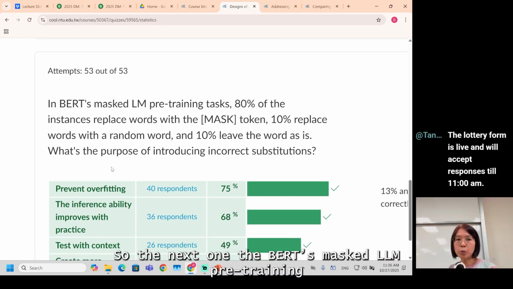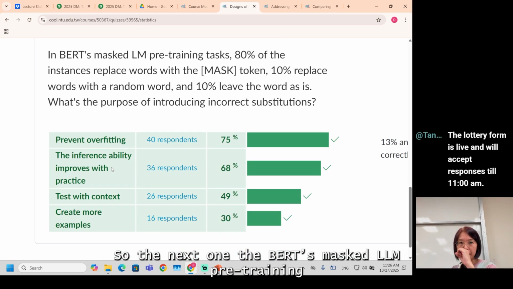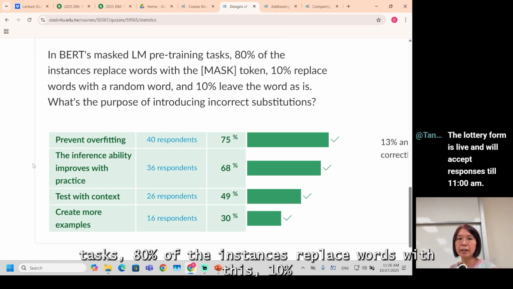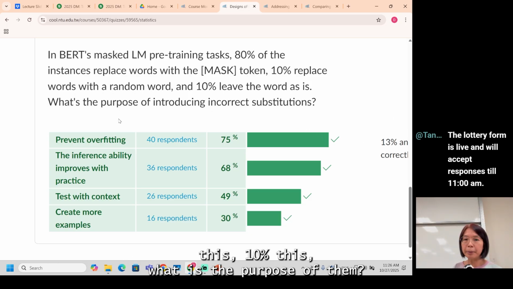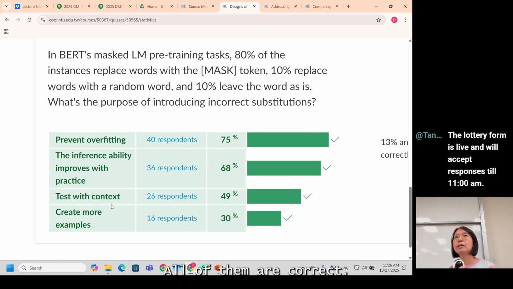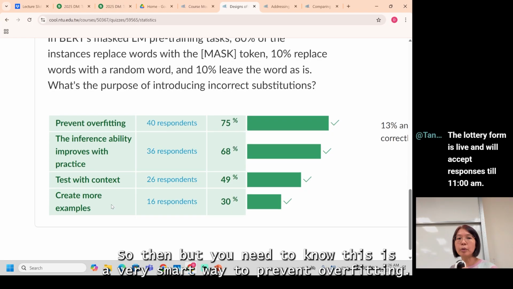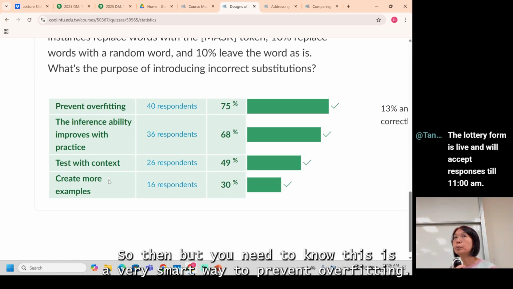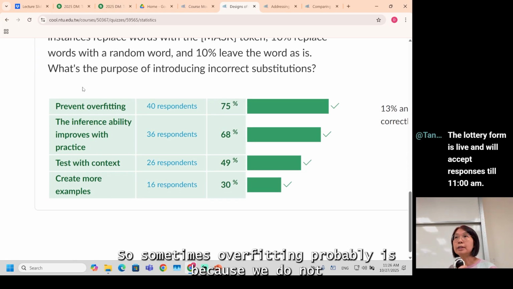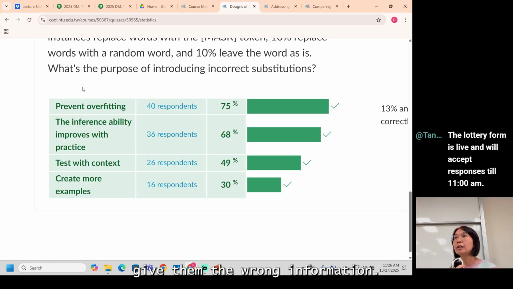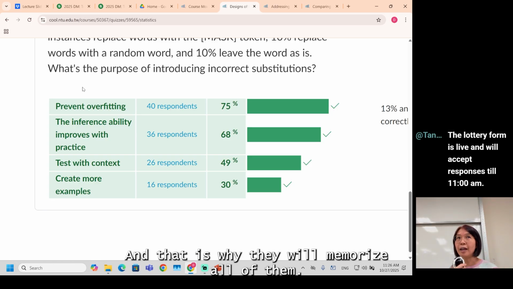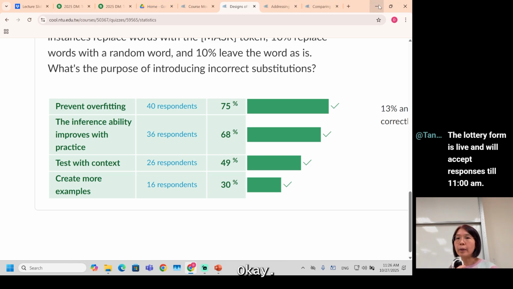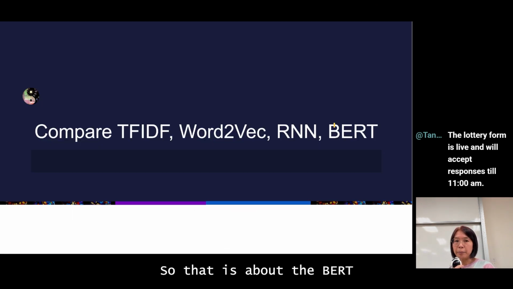Okay, so the next one, BERT's masked LM pre-training: 80% of the instances are replaced with this word, 10% this, 10% this. What's the purpose of them? All of them are correct. But you need to know this is a very smart way to prevent overfitting. Sometimes overfitting is probably because we did not give the model wrong information, and that is why it will memorize all of it. So that is about BERT.